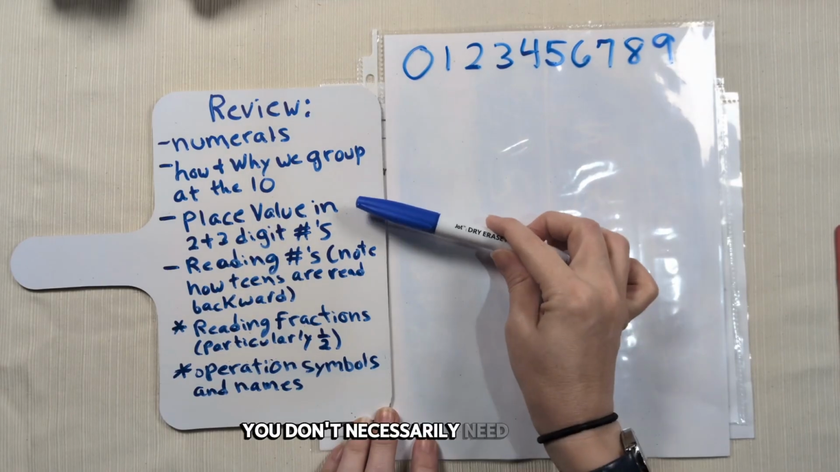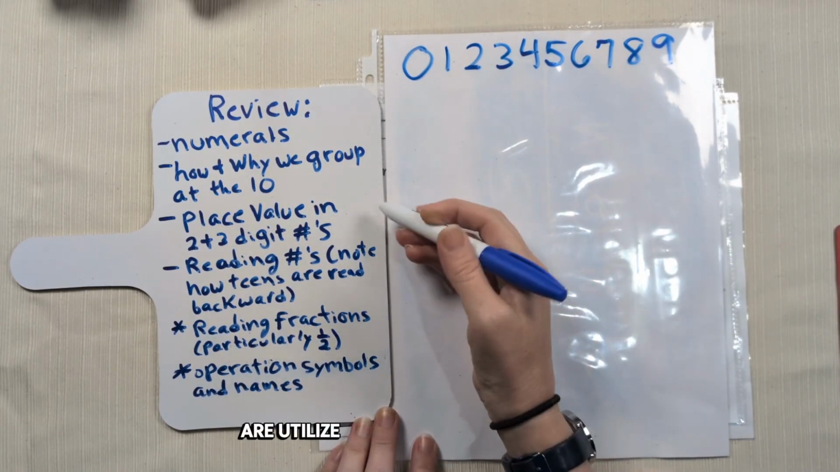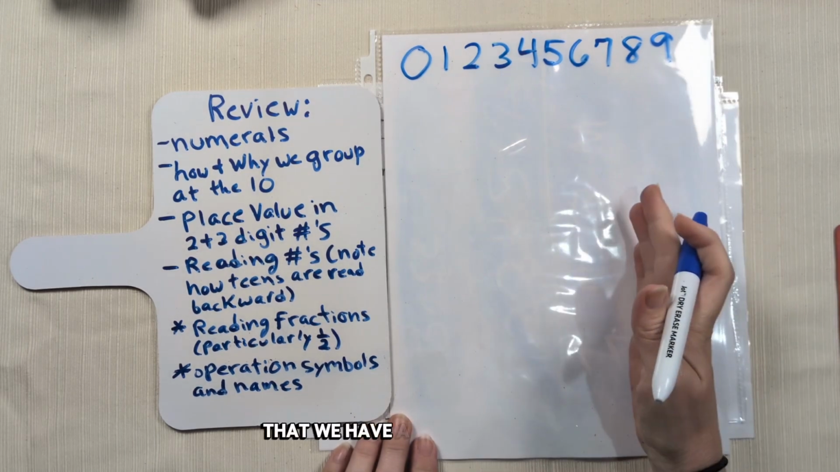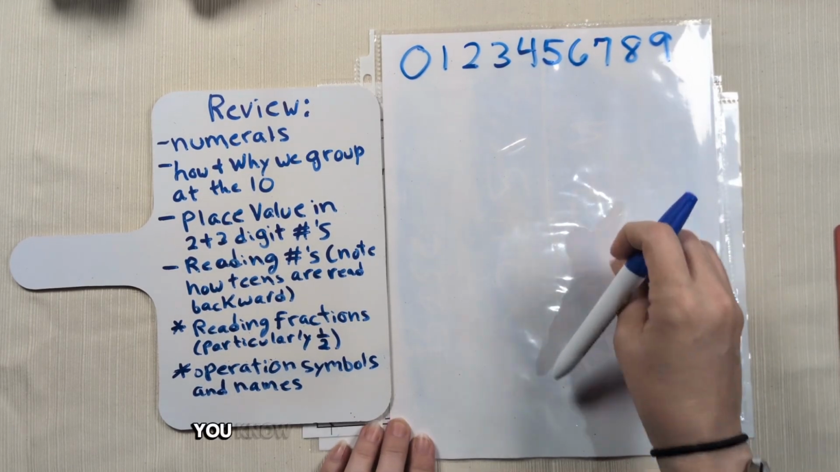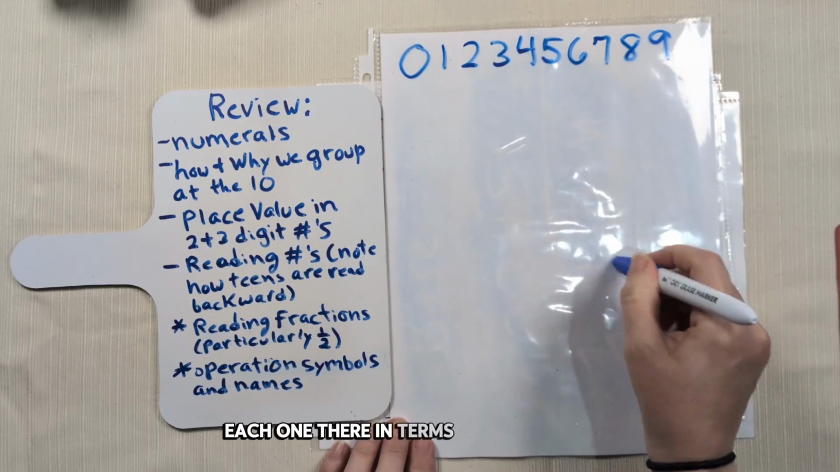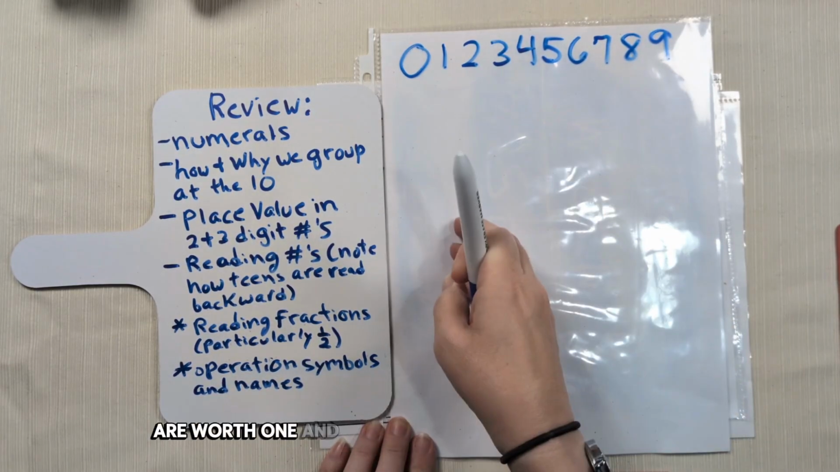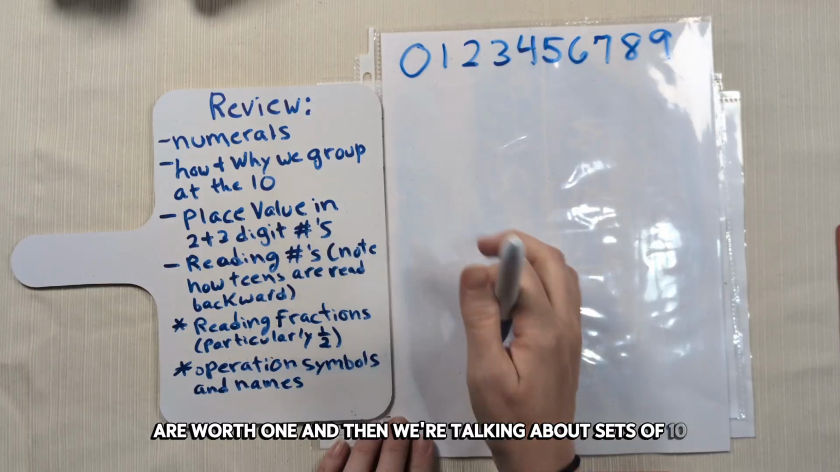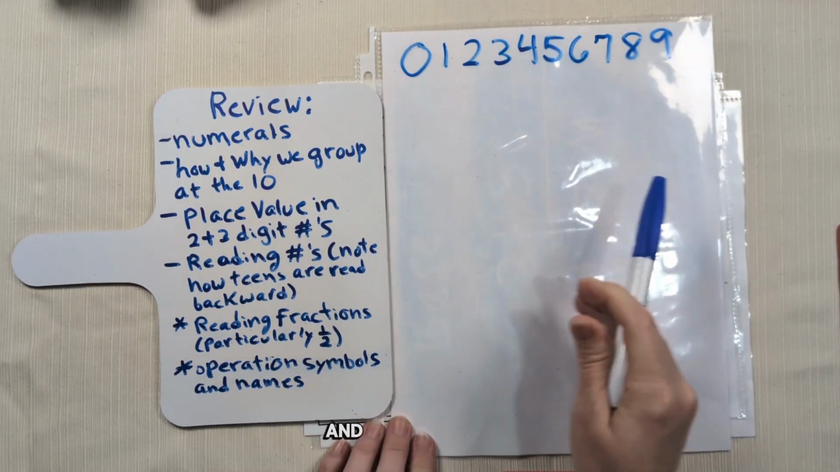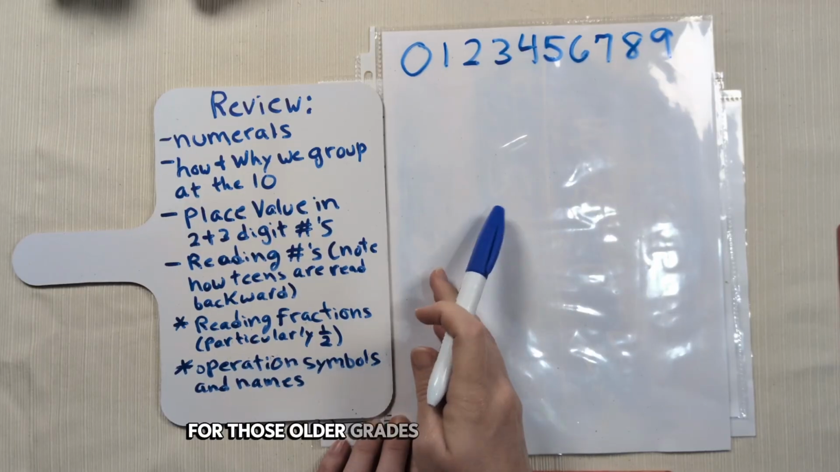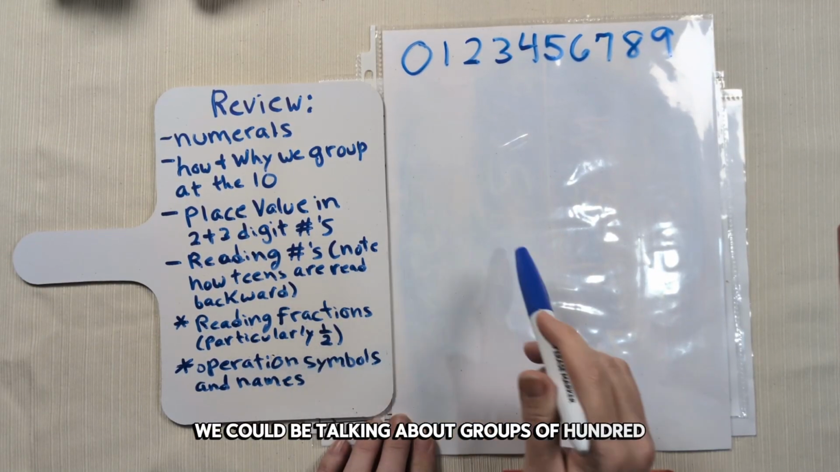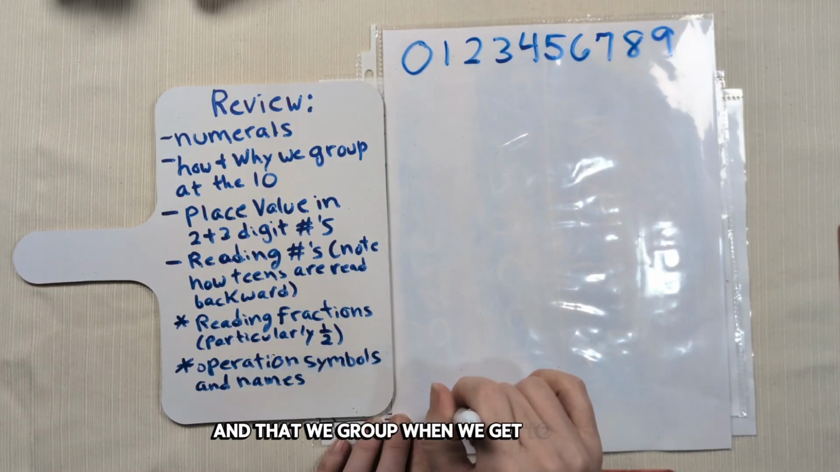You don't necessarily need to know or utilize the terms place and value, but the idea that we have a ones place that has the value of 1 unit. Each one there, in terms of the numerals, is worth 1. And then we're talking about sets of 10, and the numerals are representing groups of 10. And for those older grades, we could be talking about groups of 100, and that we group when we get to the 10.